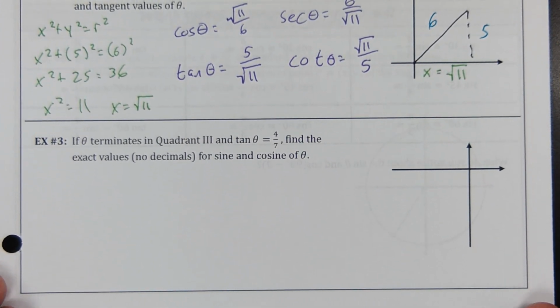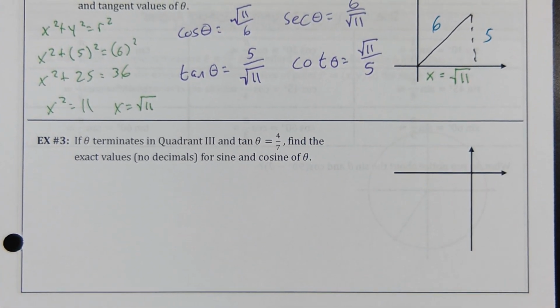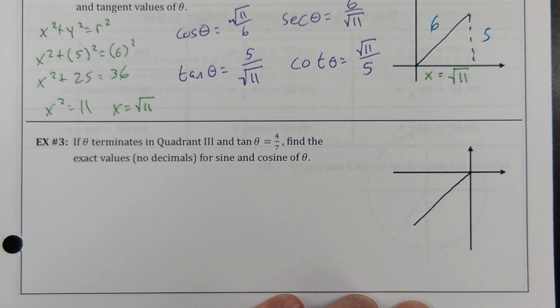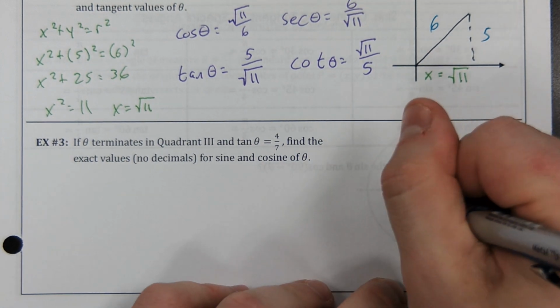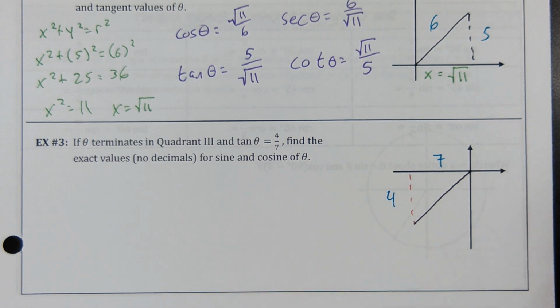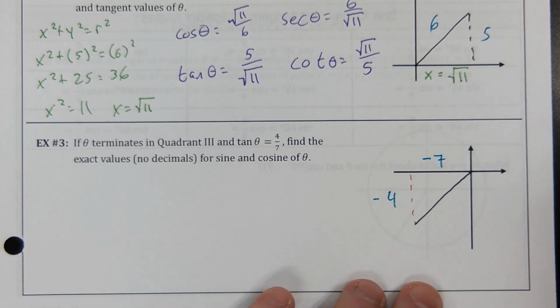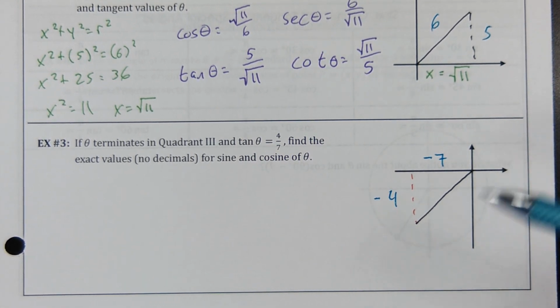Next, we're told that our angle, theta, is in quadrant 3. But tangent there is giving us 4 over 7. So let me draw my angle. Tangent's y over x. Good? No. No? Why? Negatives. Ah, negatives. That's right. In quadrant 3, x and y are both negative. But that's why tangent is positive there, because it's going to compare these two negative numbers.